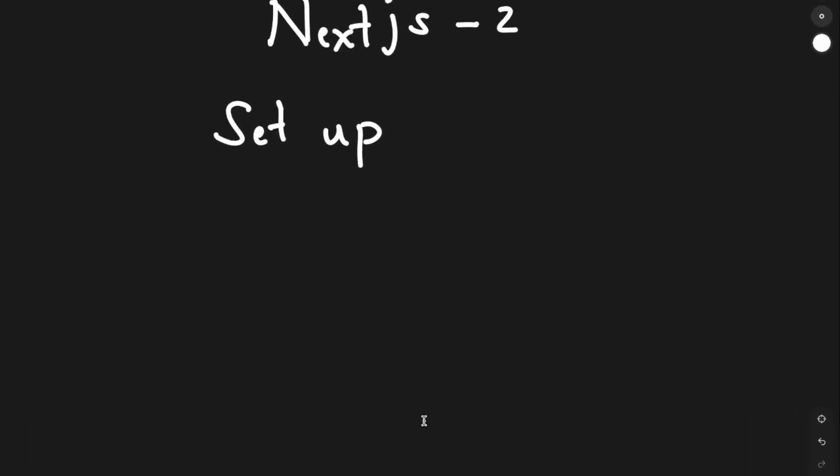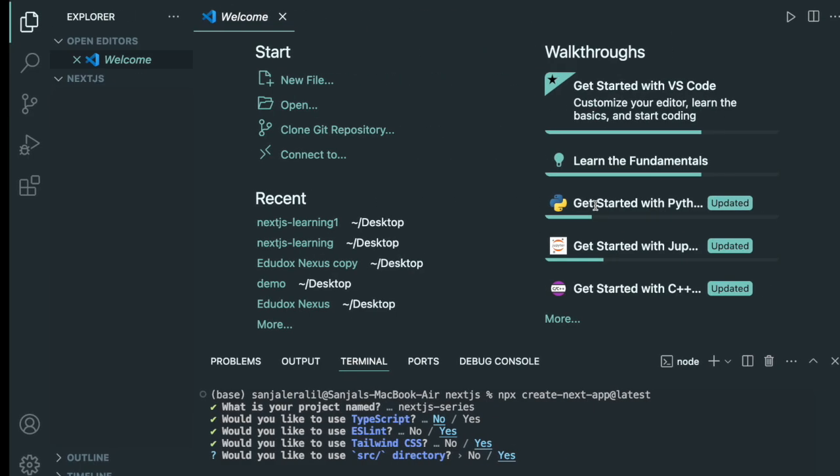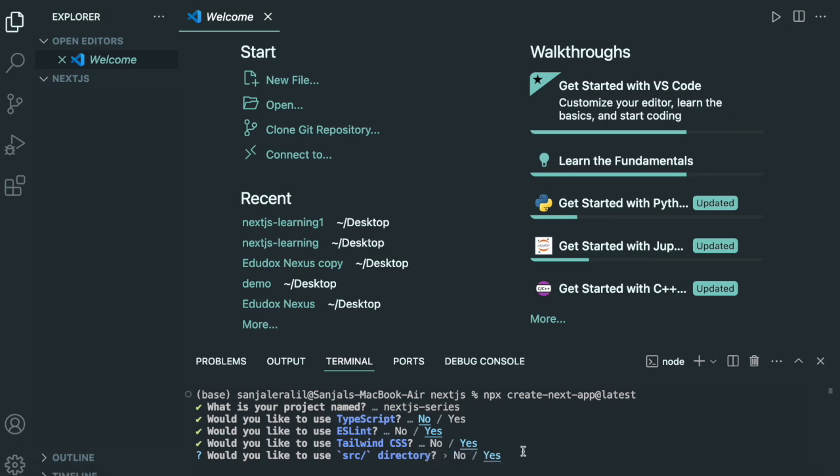Now if you click yes, the app.js that we talked about in the last video will be created inside the source folder. But if you click no, then the source directory will not be created. Only the app.js will be created directly in the nextjs series, the folder that I have created.